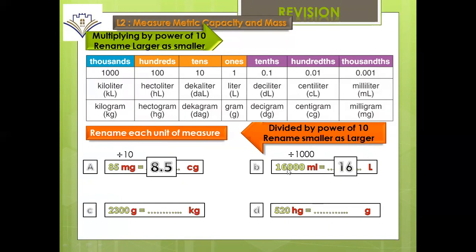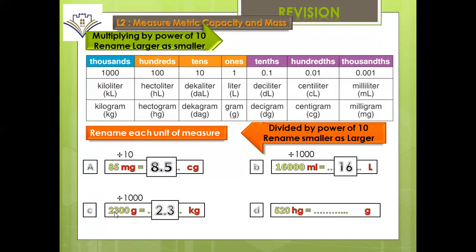Okay, letter C, 2,300 gram equals dots kilogram. Gram to kilogram is from smaller to greater. Where is gram? Here is gram. Where is kilogram? Yes, this way. How many jumps? 1, 2, 3. Again, 1, 2, 3. Then from gram to kilogram, divide by 1,000. Then move the point 3 decimal places to the left. 1, 2, 3. Then the point is between 2 and 3. Then 2.3.